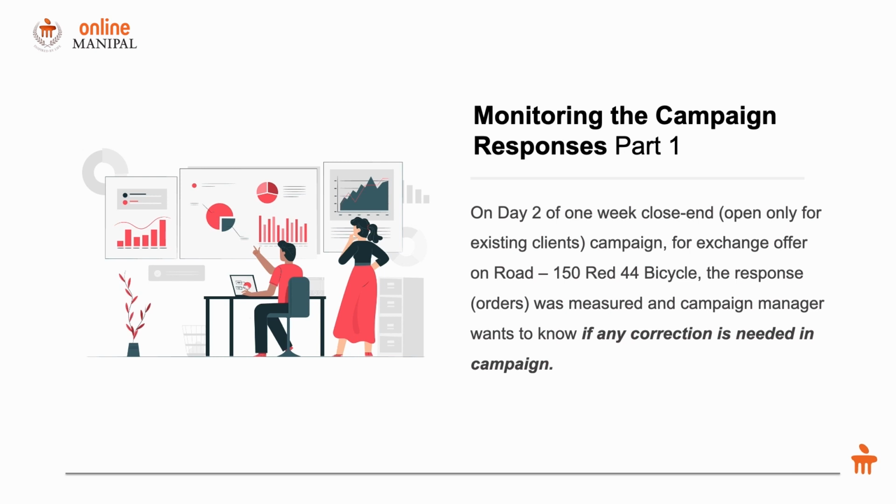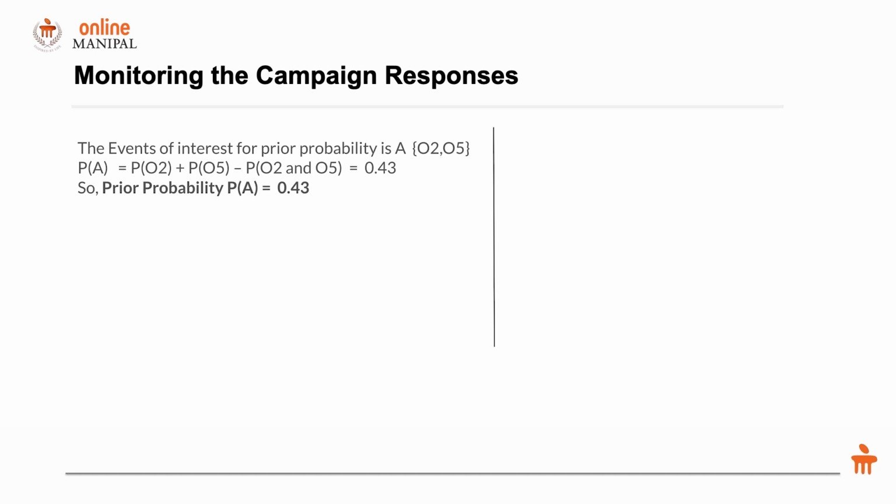Yes, this is a very interesting application of the Bayes theorem. Let's look how. Like I said, we already have the information in the prior probability, P(A), which is the event of our interest: outcome number 2 and outcome number 5. Outcome number 2 was online buyers. Outcome number 5 was female buyers for product 2. For this event of interest, the probability that we had calculated in the previous probability table was 0.43.